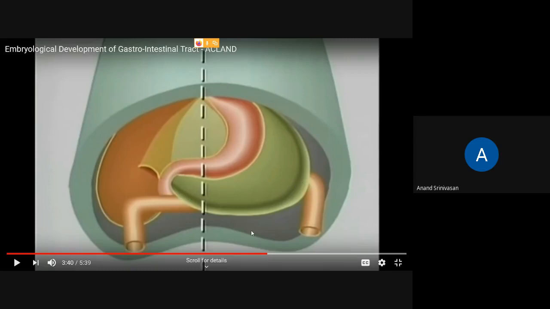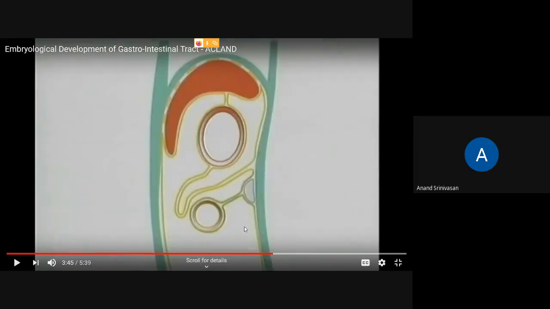Okay. Now let us see what changes take place in this diagram. Which section is this? It's a sagittal section, a parasagittal section. So what happens in this parasagittal section? Here you can see the liver and the stomach. There is the part of the ventral mesentery which extends into the liver.